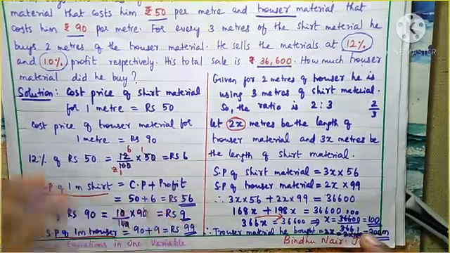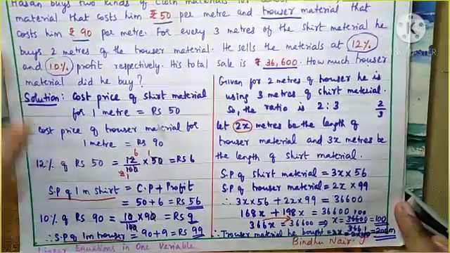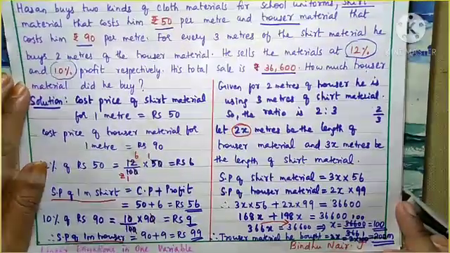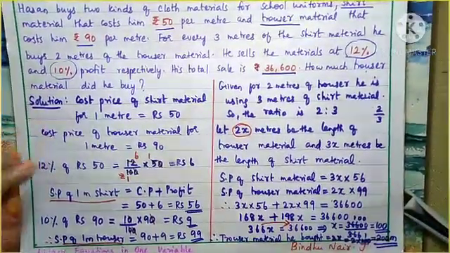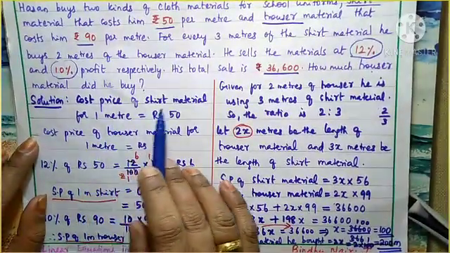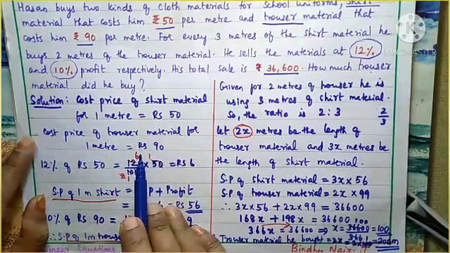Understood, children? So this is a lengthier problem but easy to understand. You just revise 1 or 2 times, you will understand properly. So I am just telling it once more. First we want to write the cost price of shirt material and cost price of trouser material for 1 meter.